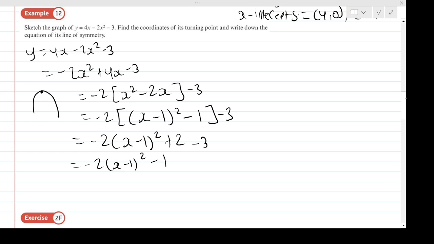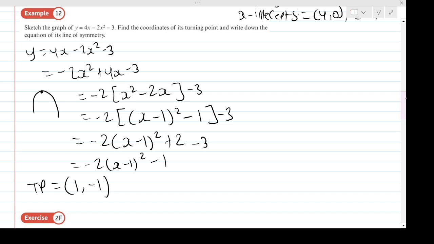Cool. And then quickly we can read off that the turning point is going to be, well, the bracket is 0, so x minus 1 is 0, so x has to be 1. And then the y counterpart is going to be negative 1. Okay, so cool, we found the turning point.